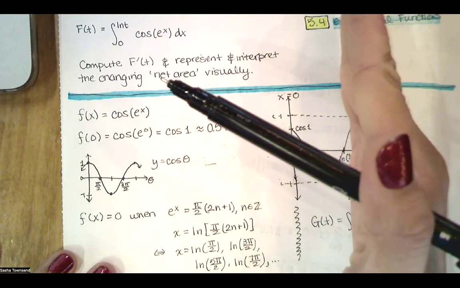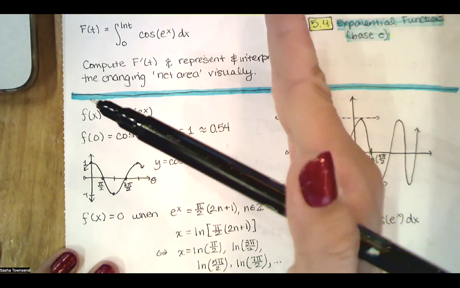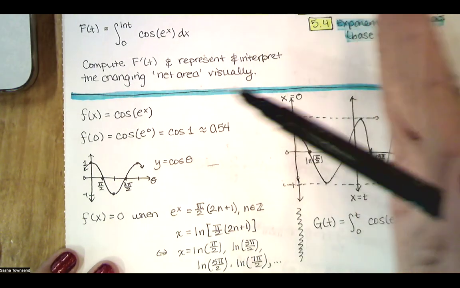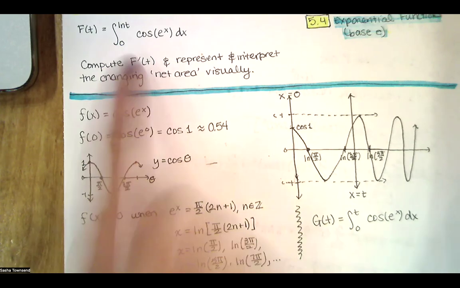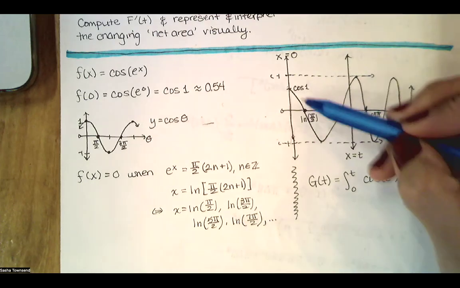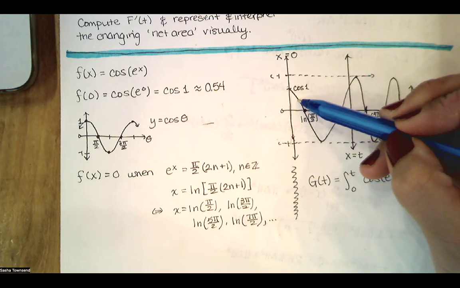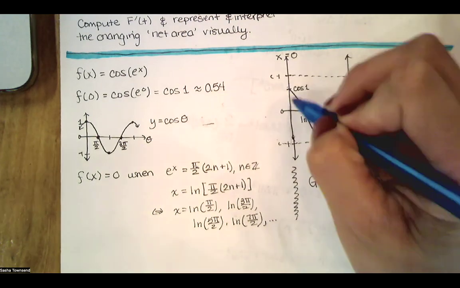So I'm thinking of it almost like a wall, and it's just going to the right at a constant rate. It's hard to make my hand move at constant velocity, but that's the idea. It just moves to the right at a constant rate. And then this g of t is actually calculating a net area. It's looking at the area bounded by this function, f of x equals cosine of e to the x, and the x-axis.